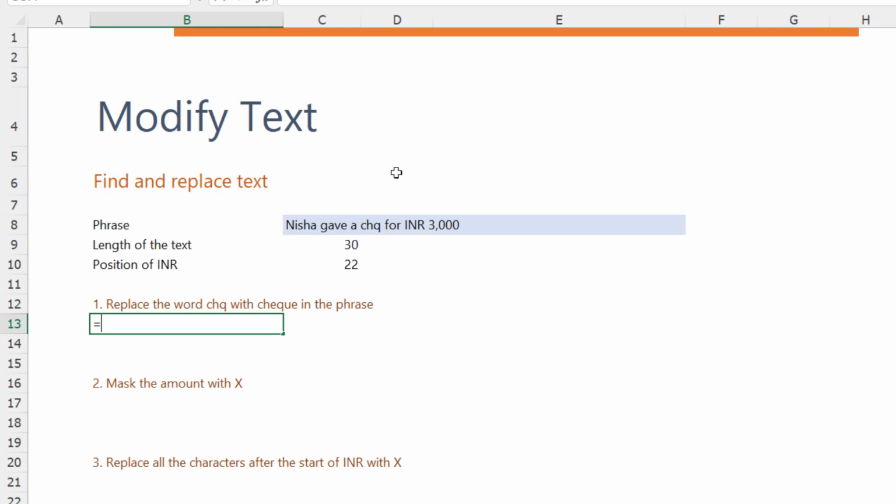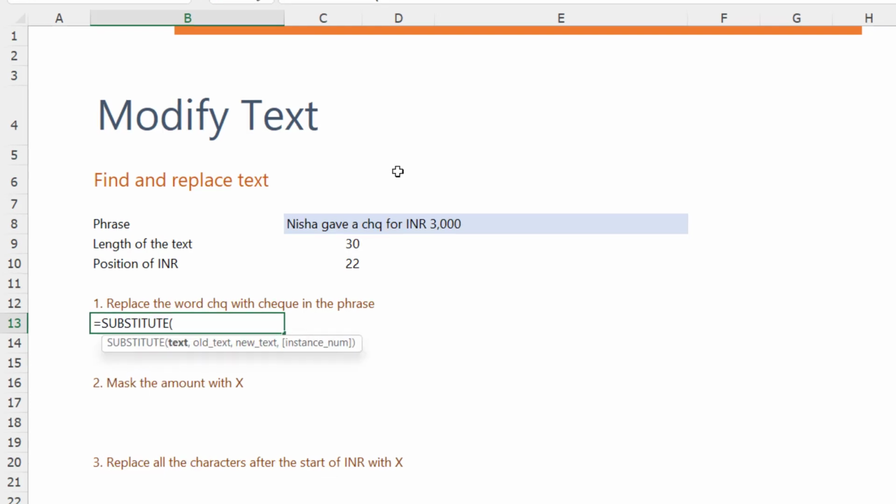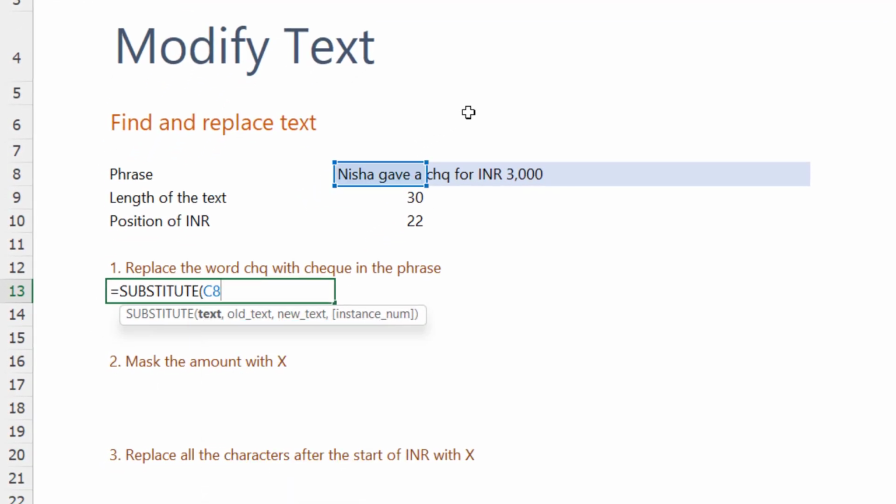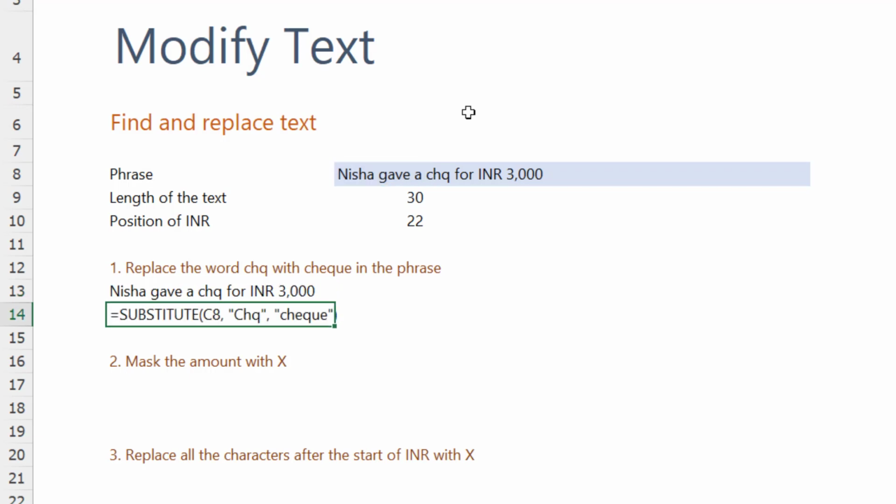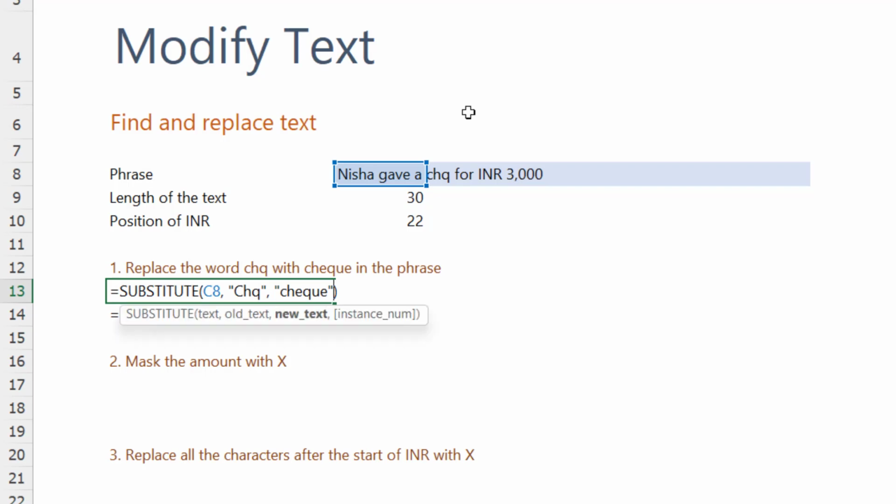So I'm going to type equals substitute, select the text C8, comma. I am going to type CHQ, but I am going to intentionally make a mistake and type it with a capital C, and I'm going to say replace this with the word check. This is not going to work because the substitute function is case sensitive, and within double quotes I typed a capital C instead of a small c.